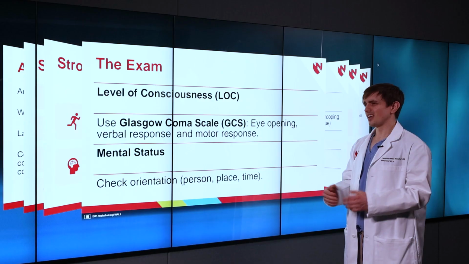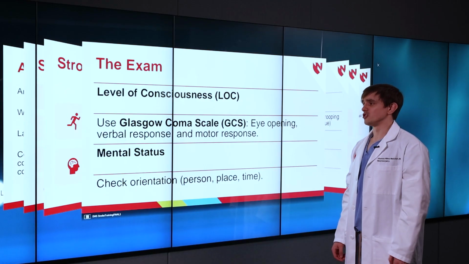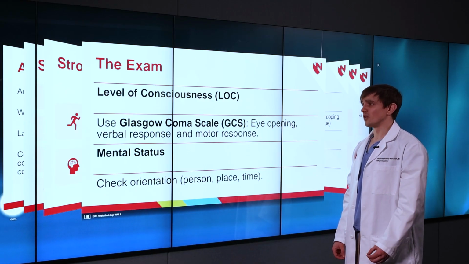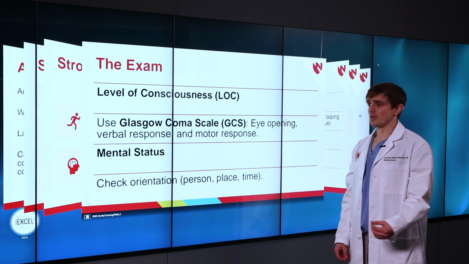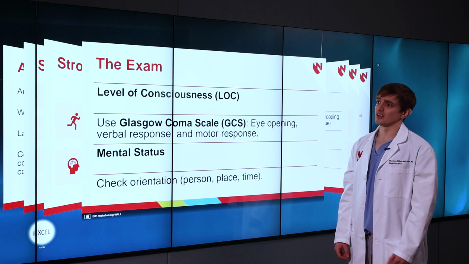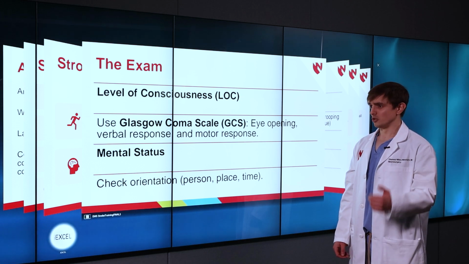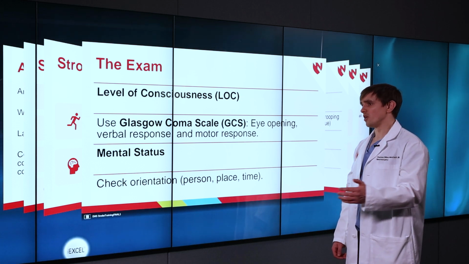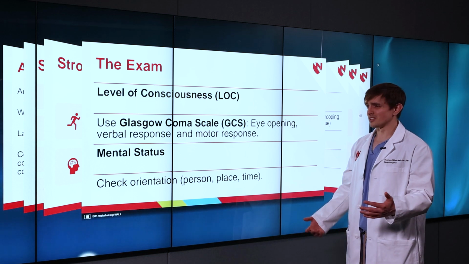So whenever we approach a patient, we want to look at their level of consciousness. Can they talk to us? Are they interactive? Do they understand what's happening? For patients with decreased levels of consciousness, the Glasgow Coma Scale is a great tool to use. Next, we want to assess their mental status, if they're alert and oriented. Like I said, do they know who they are, where they are, and what's happening?